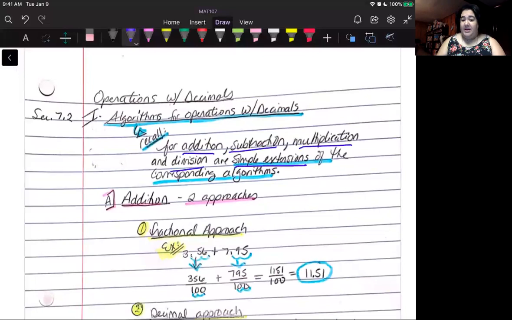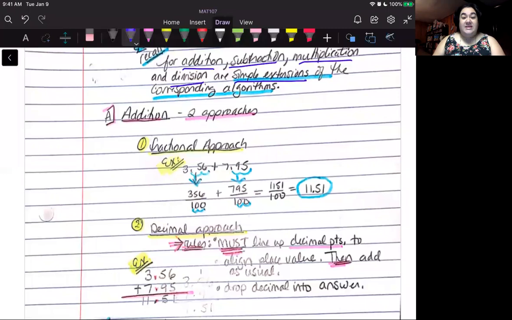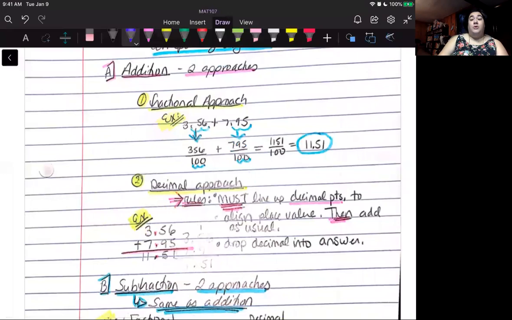when we do the addition of decimals, there are two ways to approach it. With anything with decimals, you can always approach it from two sides: the fractional approach or the decimal approach, because decimals are really just another way of writing parts of wholes, so they are intimately related to fractions. If we were given, for example, 3.56 plus 7.95, the fractional approach dictates that we convert each of these decimals into their fractional component.